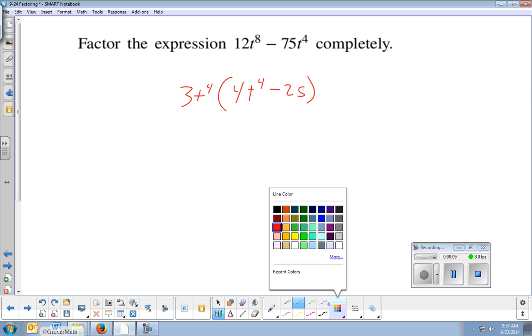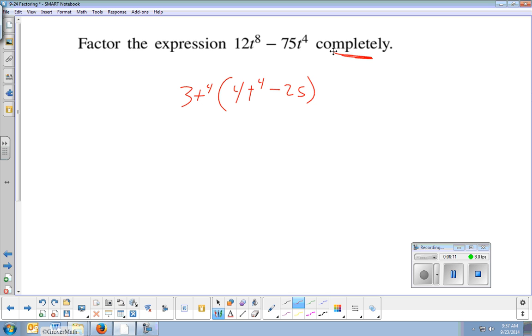Now, this is a factor completely problem, meaning I want to factor all the way. And you should do this anytime you factor, really, that after I factor, I need to re-examine what's left over and determine, can it be factored further? And so 3t to the 4th, that's factored all the way. That's not going to change.